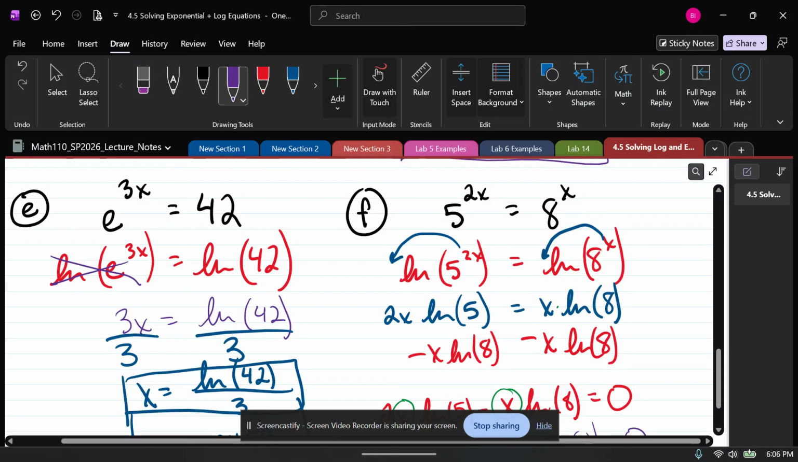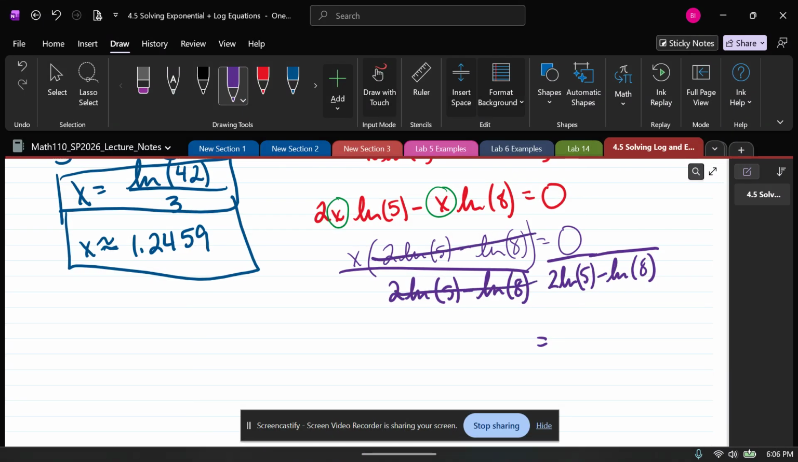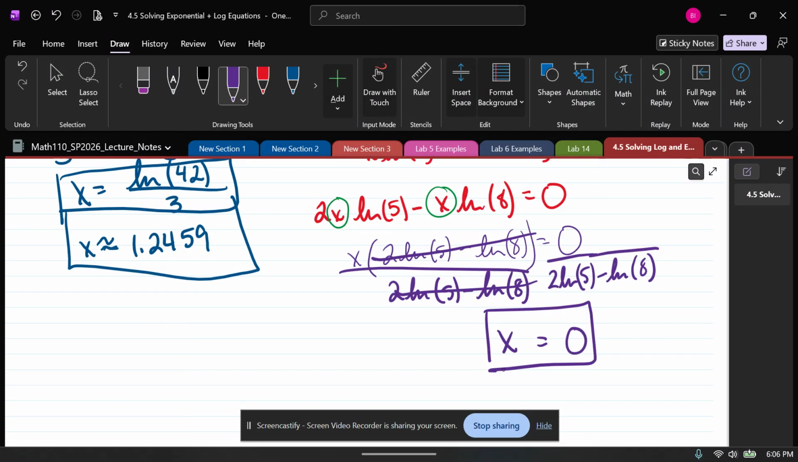But this one ends up being a little easier because what's 0 divided by anything? 0. So on this side, the 2 natural log of 5 minus natural log of 8 cancels out. I get x. On the other side, 0 divided by anything happens to be 0. So our solution for that is going to be 0. Instead of the x canceling out and us getting no solution, we get an answer there with a 0. All right.